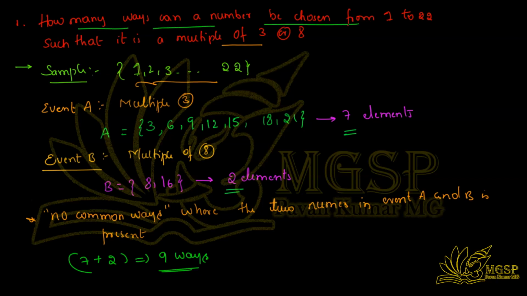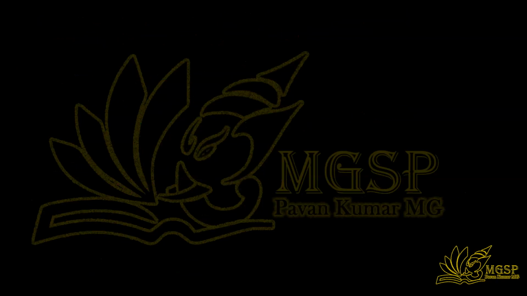What is the answer to the question? We have done the answer. This is the answer. Okay. Now let's go for one more example. One more example is multiple of 3 and 8.